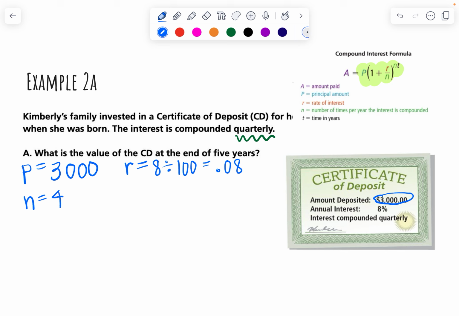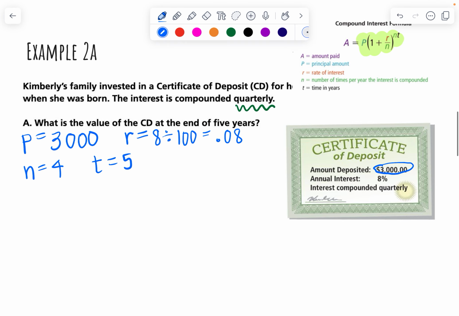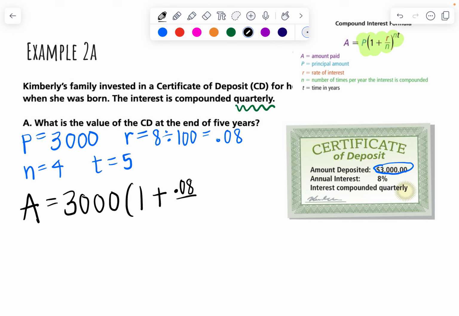And they say, what is the value at the end of 5 years? So t equals 5. So the first thing we're going to do is plug everything into this formula. Big A, that's what we're looking for, equals 3,000 times (1 plus our rate divided by 4, because that's how often it's compounded) to the power of n times t. So here n is 4 and t is 5. So n times t would be 20. 4 times 5 would be 20. So to the power of 20.